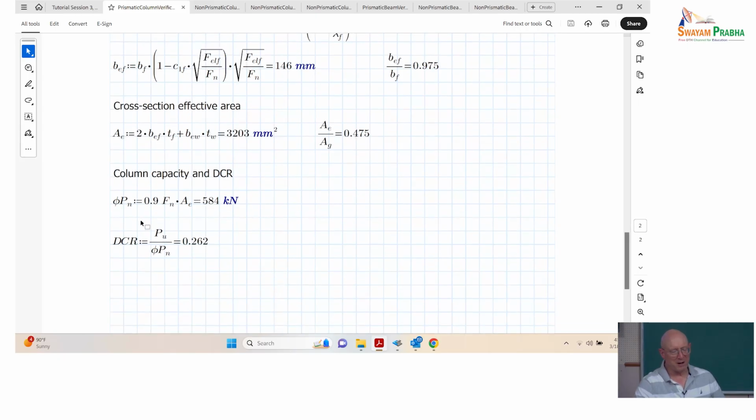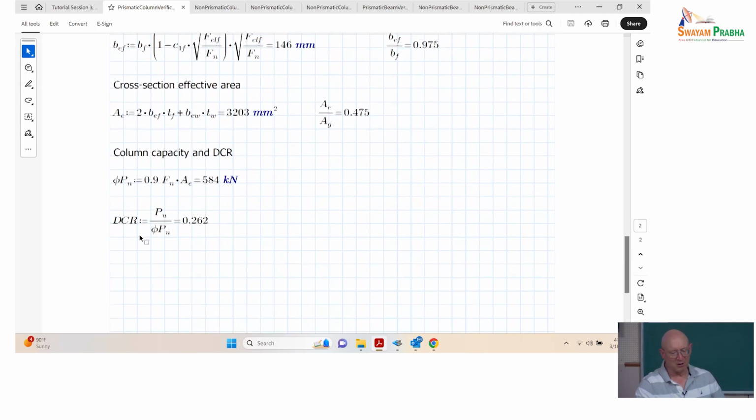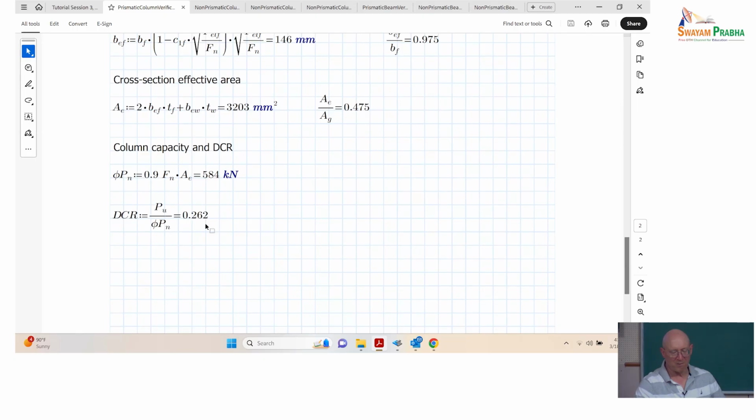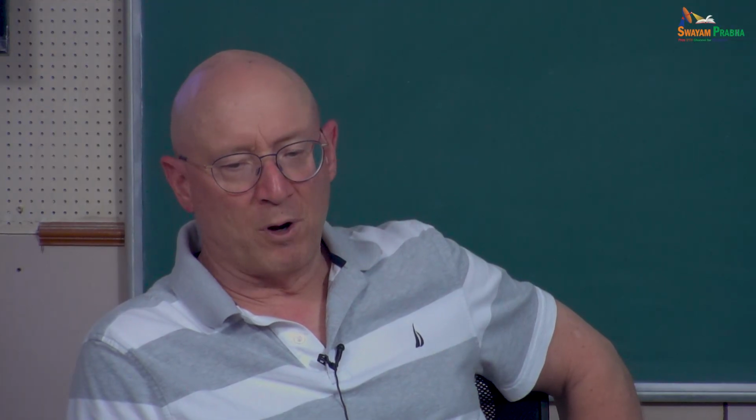So now, unified effective width approach, we simply multiply Fn by the effective area, hit it with the resistance factor, so our strength is 584, and our design to capacity ratio, Pu over phi Pn, is 0.262. Okay? So any questions there? I wanted to step through that one very carefully. I want to go faster through the next one, where we rinse and repeat with a non-prismatic section.